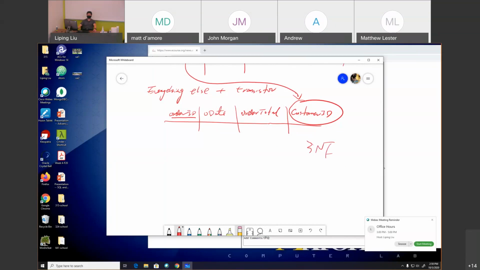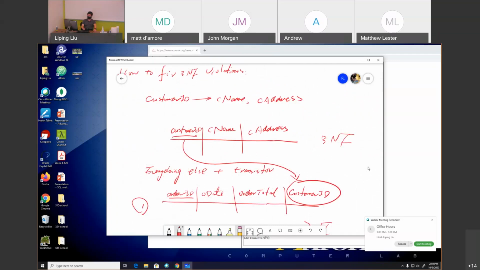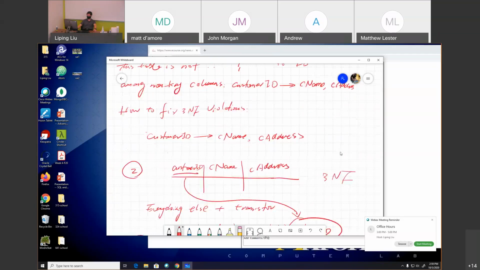So, end result, let's check again. So we have one table, which is about orders, this one. And then we have a table about the customers, this is two. And then we have table.